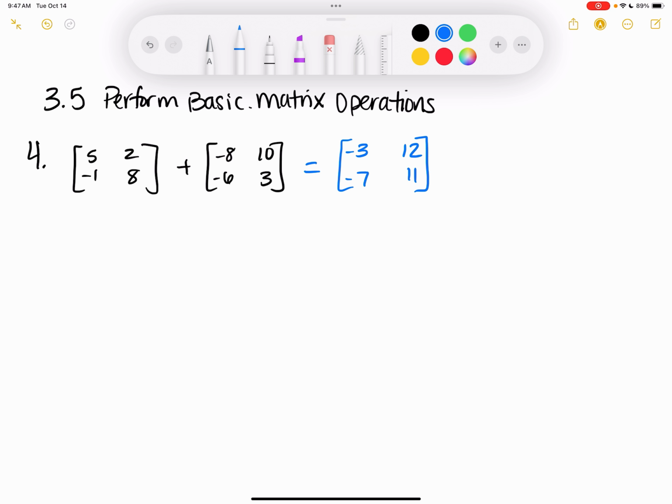So when adding and subtracting, they have to have the same dimensions, and then our answer is going to be the same dimensions as the ones that we were adding and subtracting. That will not be the case with multiplying.